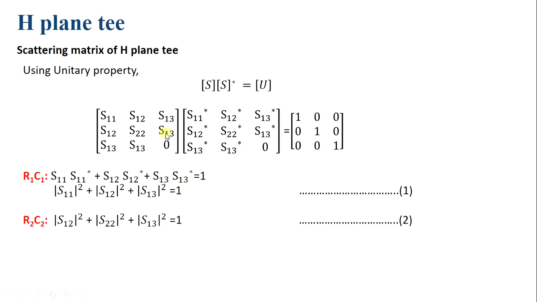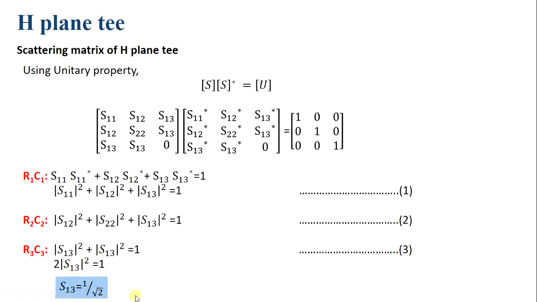For row 2 and column 2, we get mod S12 squared plus mod S22 squared plus mod S13 squared equals 1. Similarly, for row 3 and column 3, we get mod S13 squared plus mod S13 squared equals 1. From here we can say twice mod S13 squared equals 1, so S13 will be 1 by root 2. Now we have achieved one unknown, S13, and we still require S11, S12 and S22.